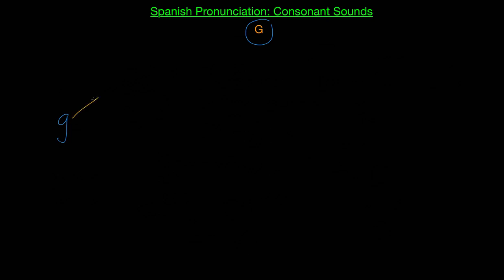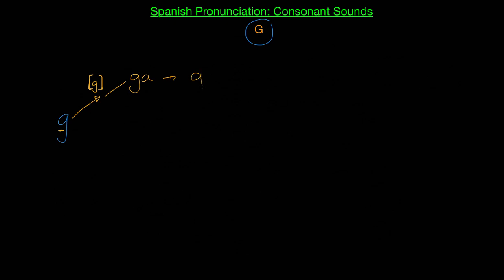One way is g. If you are into phonetics, this is the symbol of this sound g. When do I pronounce this g as g? In four different circumstances. One is in front of a. So this will be ga.